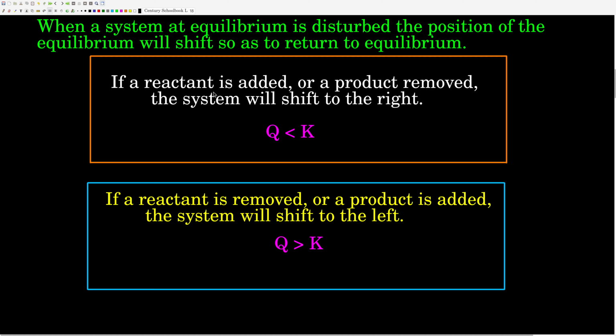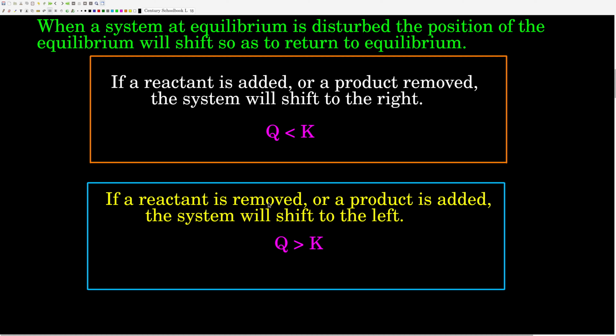Because remember, if we add a reactant, the denominator in Q becomes too big, which means the value of Q is too small. And in order for it to get back to be equal to K, we have to make more products. Same thing if we remove a product. If we take a product away, the numerator now in Q is smaller than that in K, and so the equilibrium will shift to the right to make more products so as to get Q equal to K and go back to equilibrium. On the other hand, just the opposite.